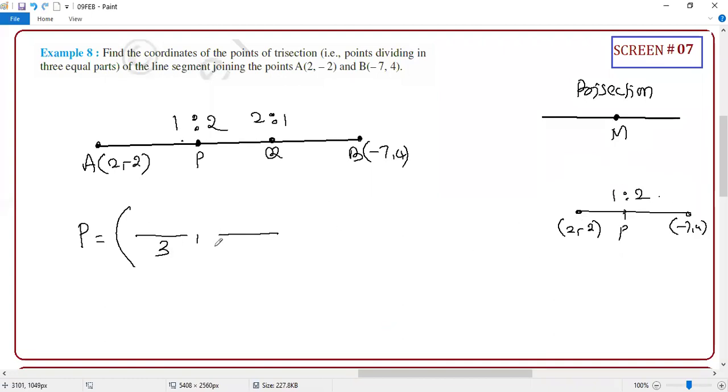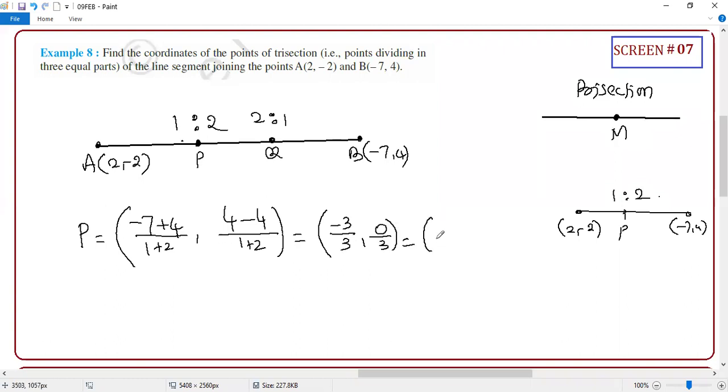So 1 plus 2 is 3, you can write 1 plus 2. Then what is the numerator? 1 into minus 7 is minus 7. Plus 2 into 2 is 4. Plus 4. Now 1 into 4 is 4. 2 into minus 2 is minus 4. Plus minus 4. What is the answer? Minus 7 plus 4 is minus 3, so minus 3 by 3. Minus 3 by 3, and 0 by 3. The answer is minus 1 comma 0. Answer ready? Correct or not? Yes, sir.